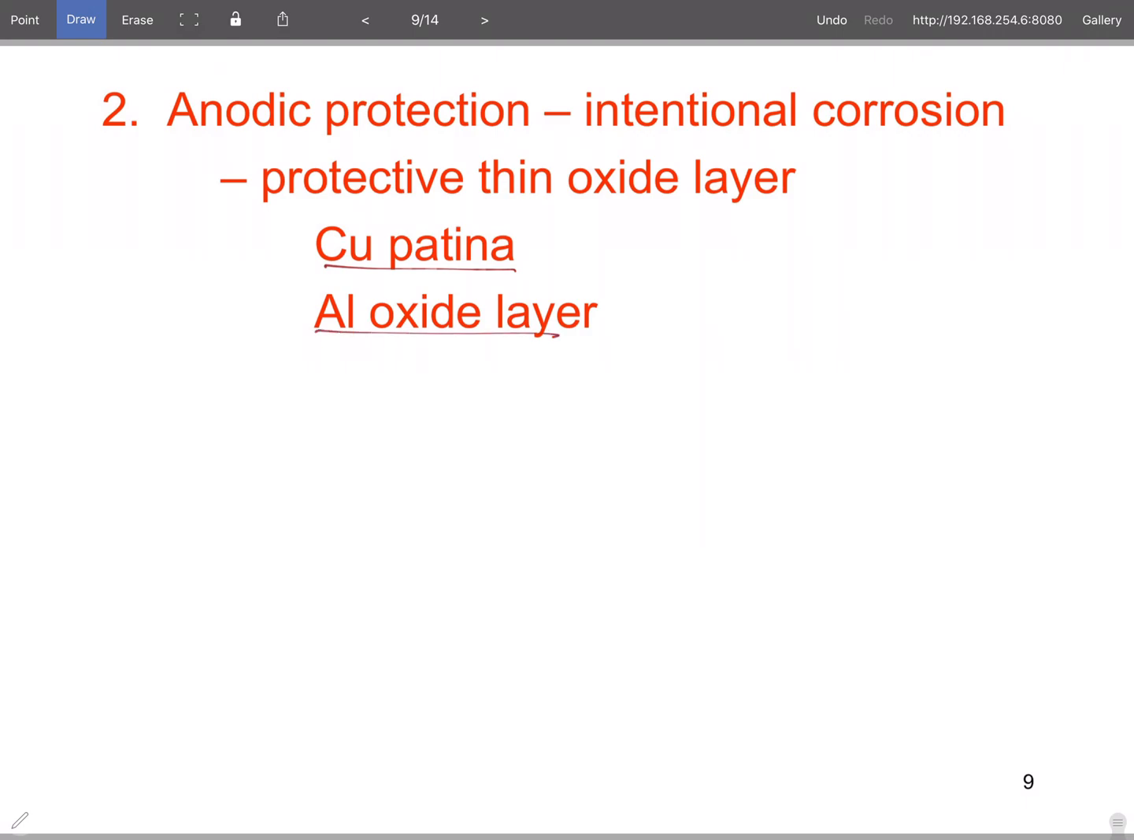Aluminum, the minute you make it, is going to make a very, very thin oxide layer to protect it. And that's why when you cook with aluminum foil, they always tell you to put the food on the dull side, because the dull side has already oxidized.